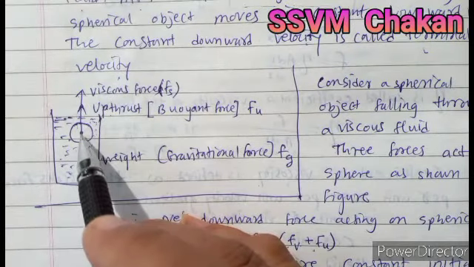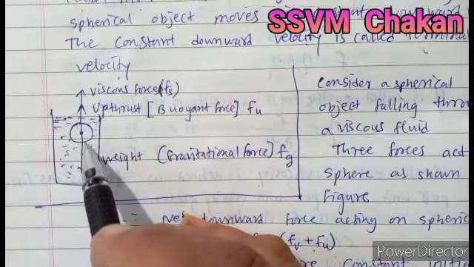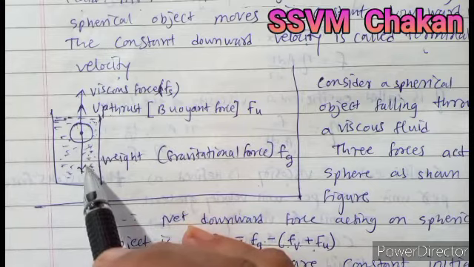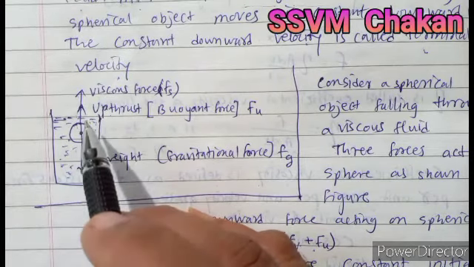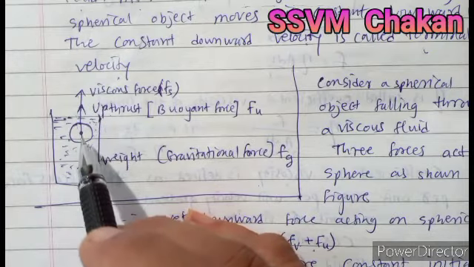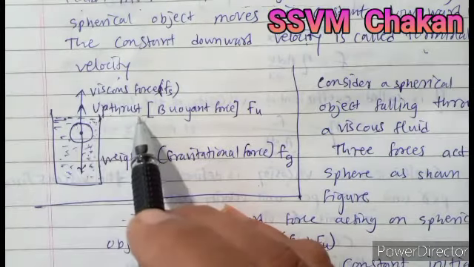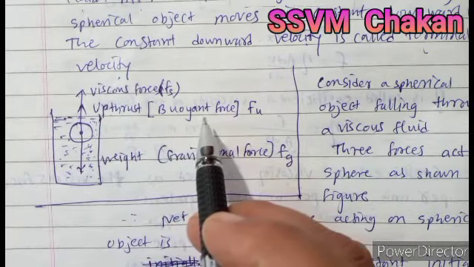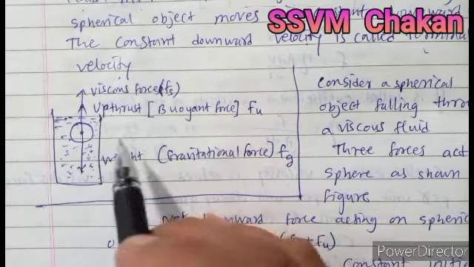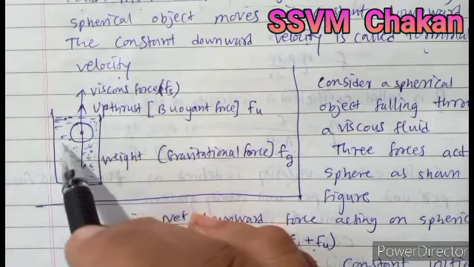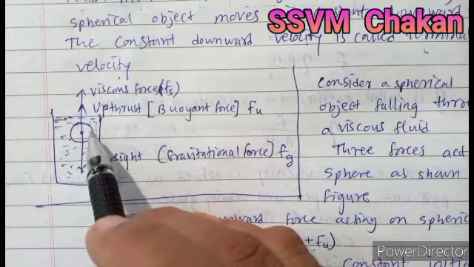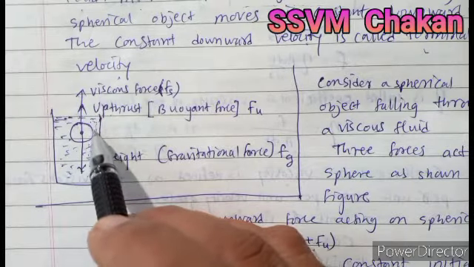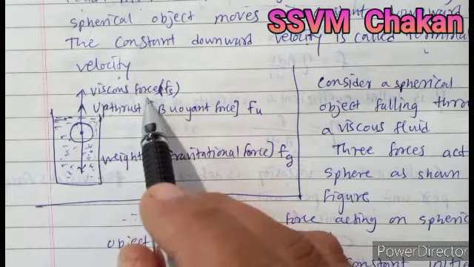When the sphere is inserted in a fluid, its weight acts in the downward direction. This is one force acting on the sphere. Second, the upthrust of the liquid tries to push the object toward the surface of the fluid. That upthrust force is called the buoyant force. Third, layers of the fluid oppose the motion of the sphere. That opposition is friction, and that frictional force is known as the viscous force.